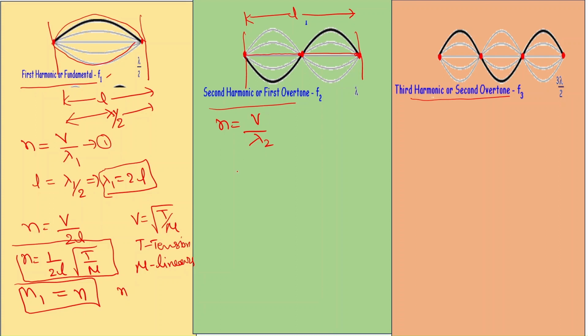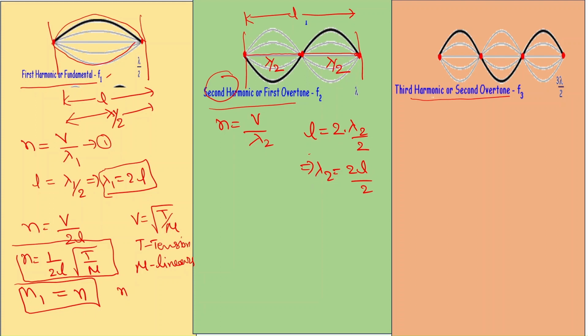Therefore there is 2 lambda by 2. Therefore L is equal to 2 into lambda 2 by 2, because from here to here it is 1 lambda by 2, here to here 1 lambda by 2, so there is 2 lambda by 2, but it is the second harmonic, so I considered it as lambda 2. From this, lambda 2 is equal to 2L by 2 by making the cross multiplication.